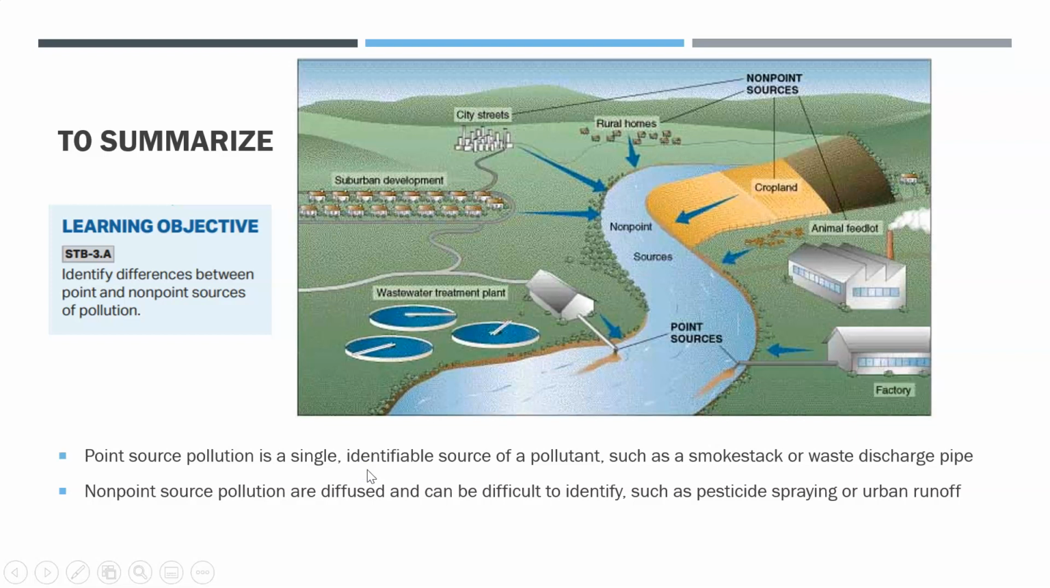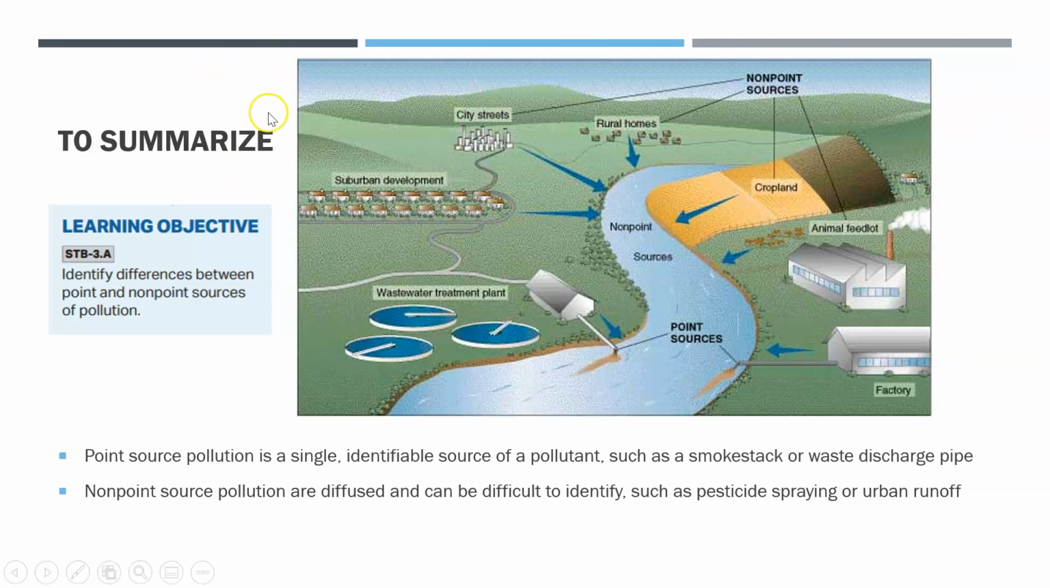So to summarize, our goal was to identify differences between point and non-point sources of pollution. Point source pollution is a single identifiable source of a pollutant, such as smokestacks or water discharge pipes, while non-point source pollution is diffuse and can be difficult to identify.